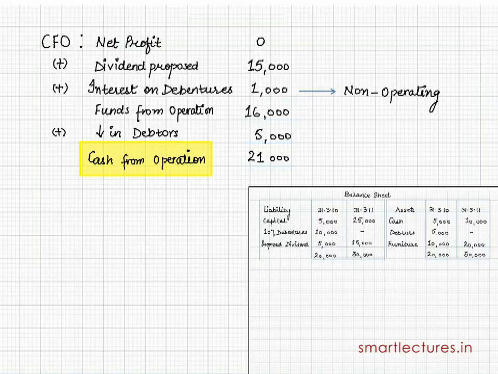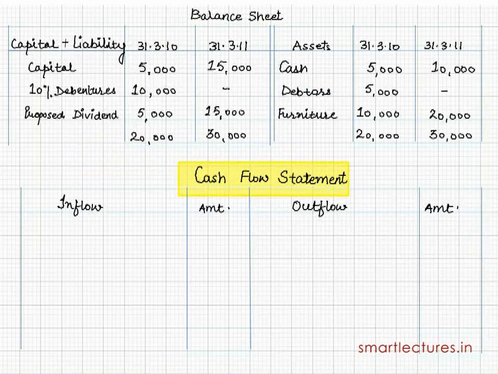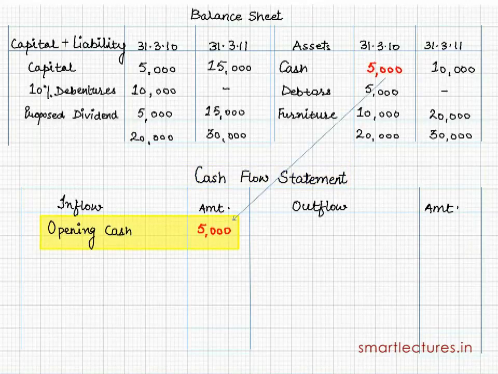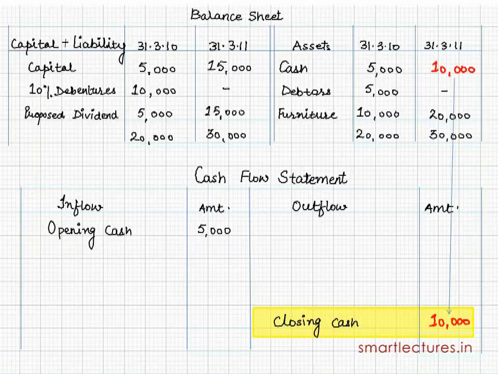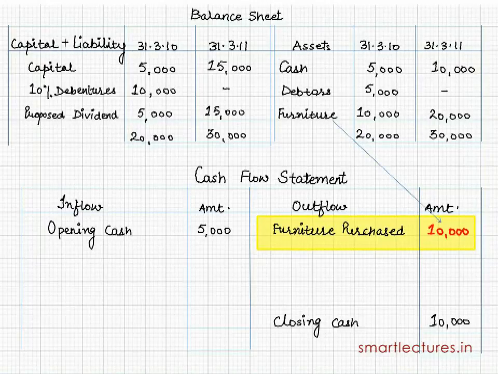Now we are ready to prepare the cash flow statement. Opening cash 5,000, closing cash 10,000. Look at the balance sheet carefully. Then debtors, we are not concerned. Then furniture. Previously it was 10,000. Now it is 20,000. What it means? There is increase in the value of furniture. It means during this year, the company must have purchased furniture for rupees 10,000. So if the company has purchased the furniture, the company must have paid cash. Then it will be shown on the outflow. Furniture purchased rupees 10,000.